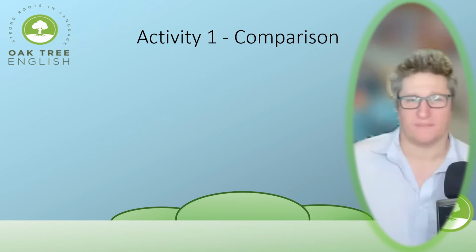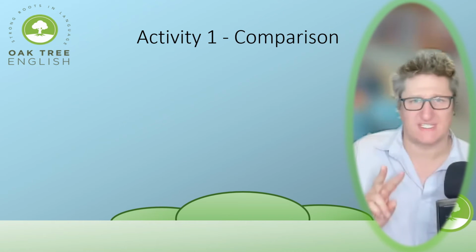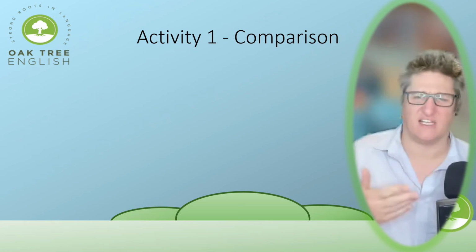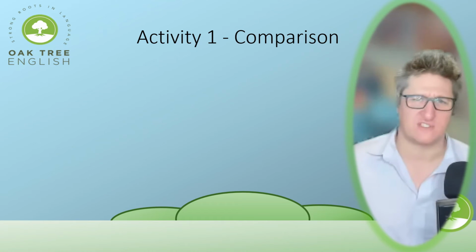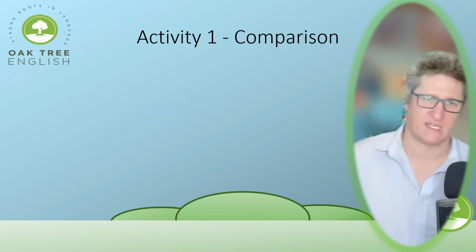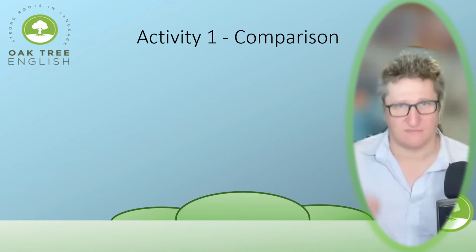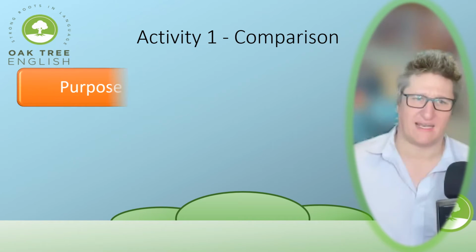So, Activity 1. Activity 1 is a comparison. It consists of 2 short texts, something like a leaflet and a website, for example, followed by a few questions about each one, and then a couple of questions to compare them. So 3 sections within Activity 1. The 3 essential questions are about purpose, image, and layout.